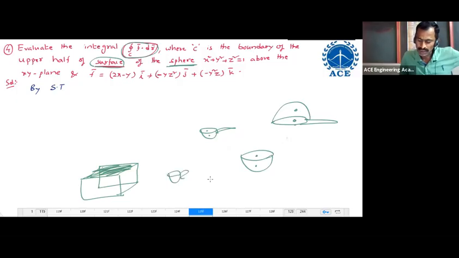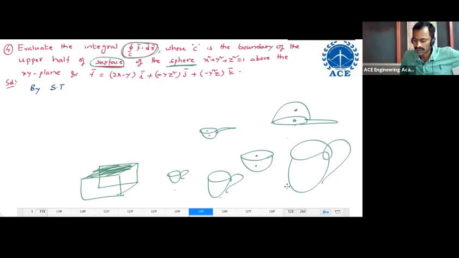This also: cup, mug, jug. Inner, outer, inner, outer. For any object, if you are able to see the inner surface and outer surface, then such surfaces are called two-sided open surfaces.